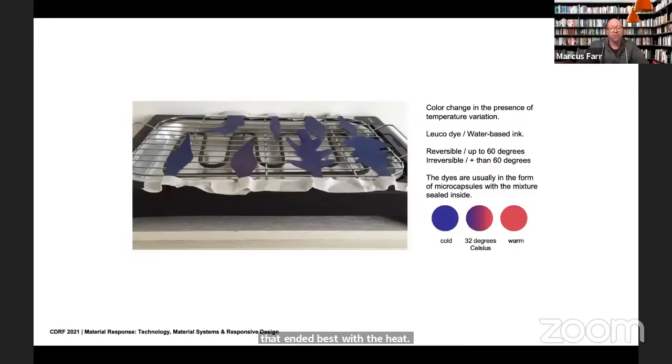So the project also incorporates a leuco dye, which is a water-based thermochromic ink. And with this as a coating, the colors can change in the presence of temperature variation. So the process is reversible up to 60 degrees and irreversible from 60 degrees onward. We found also that the leuco dyes for this process are available for temperature ranges from 23 degrees Fahrenheit or -5 degrees Celsius to about 60 degrees Celsius or 140 degrees Fahrenheit.